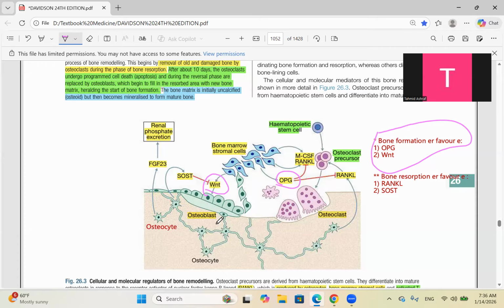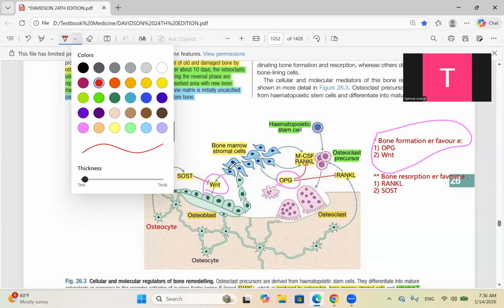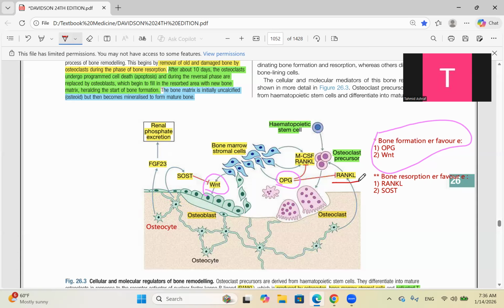Then all other factors are responsible for bone resorption. And among them, mainly responsible ones are, let's mark it in red color, RANKL, macrophage colony stimulating factor, SOST. So these 3 are mainly responsible for bone resorption. So RANKL, SOST, and macrophage colony stimulating factor cause bone resorption. I have written here also RANKL, SOST. SOST, we told you in the first class, means sclerostin.